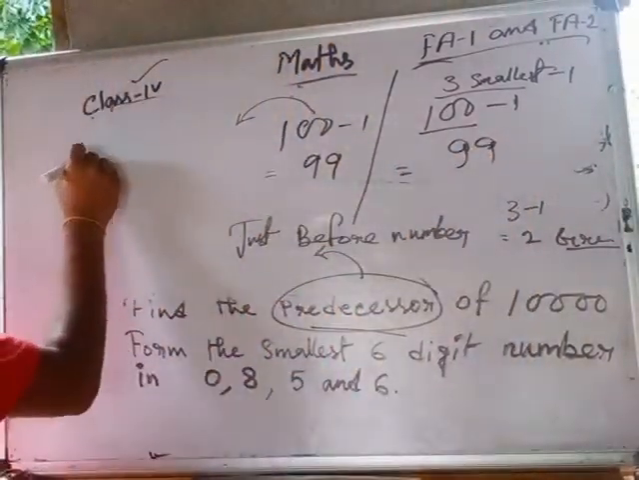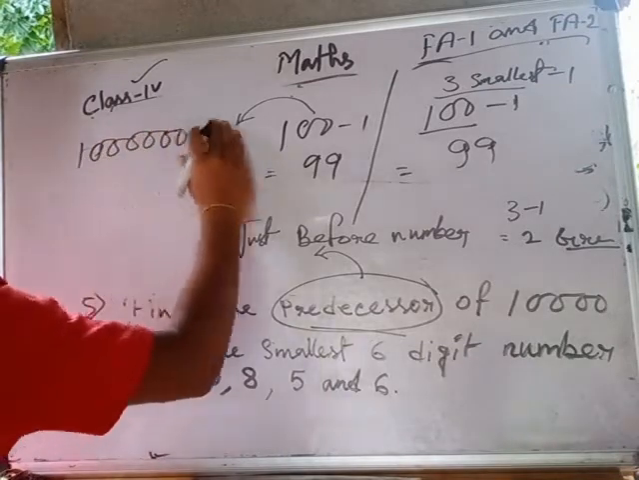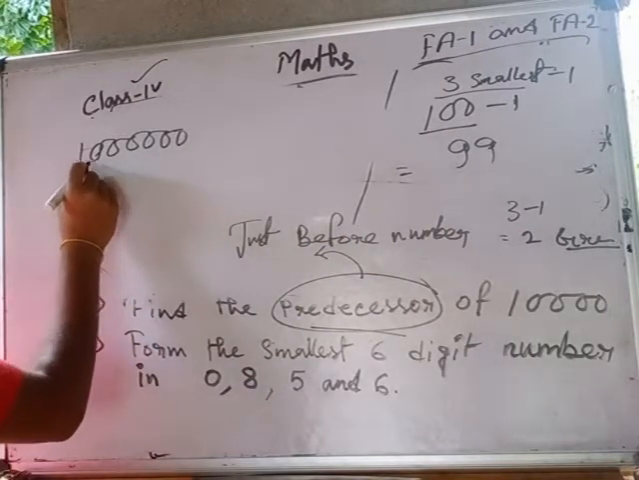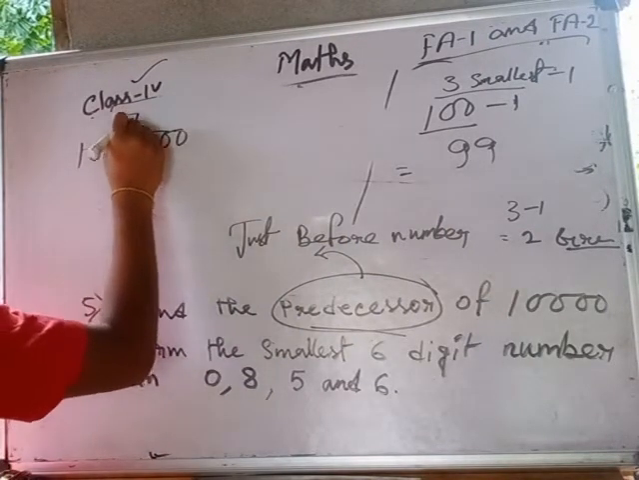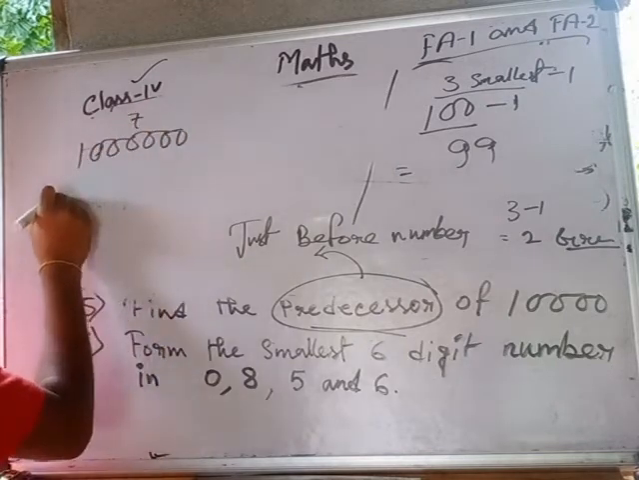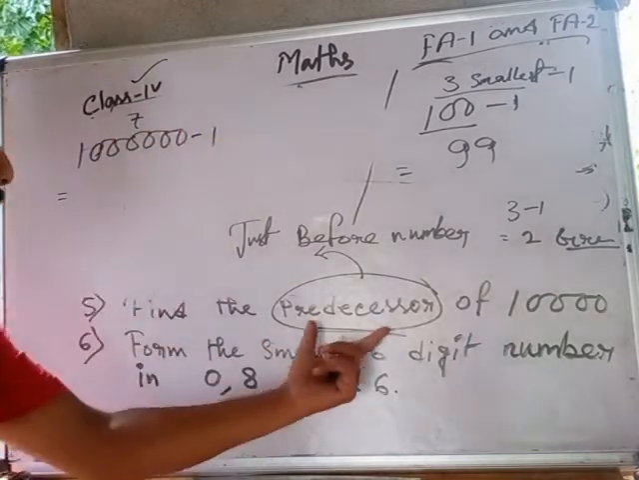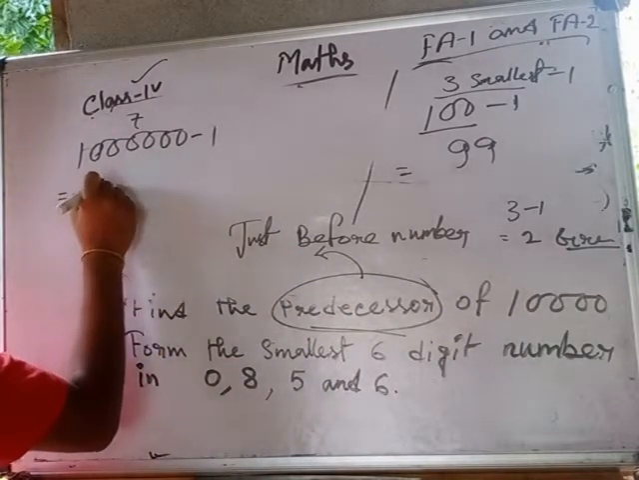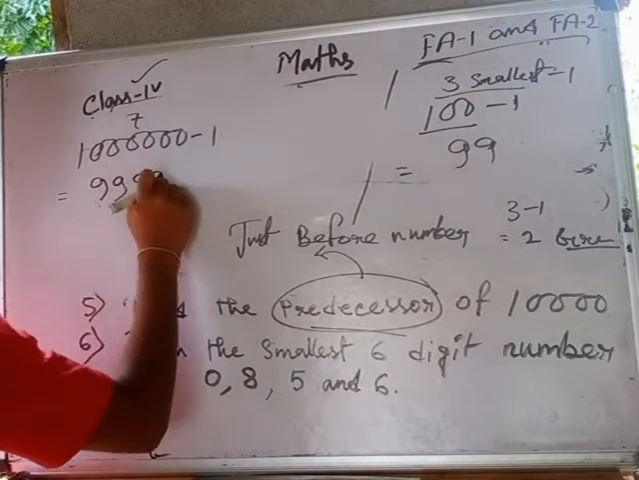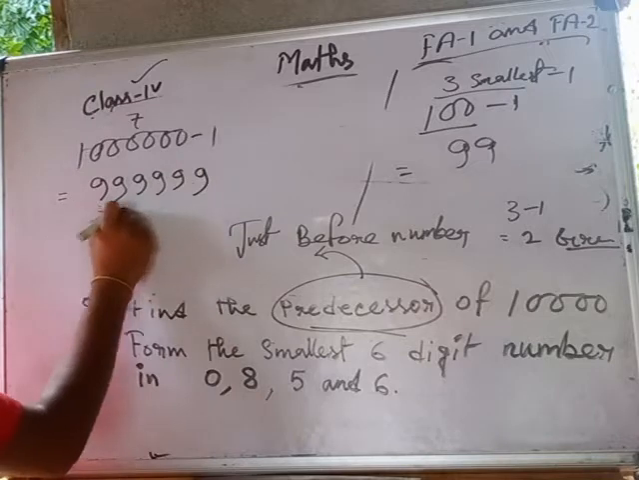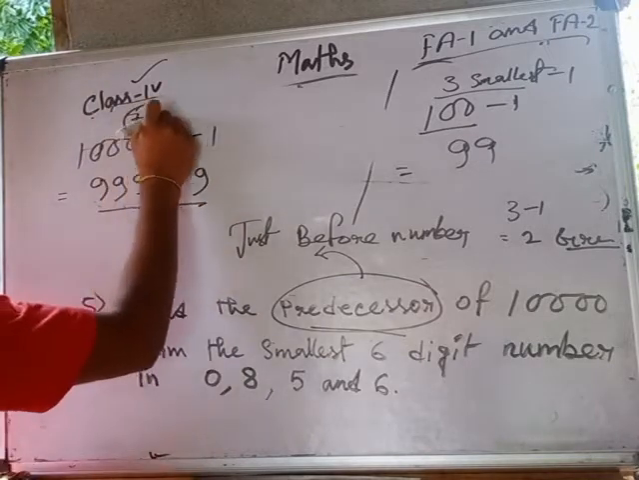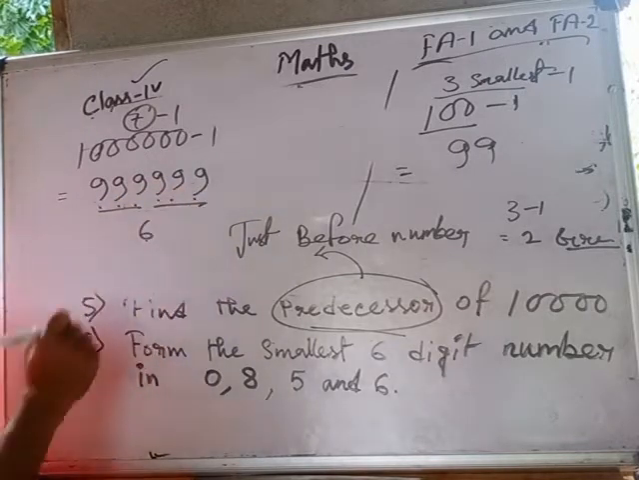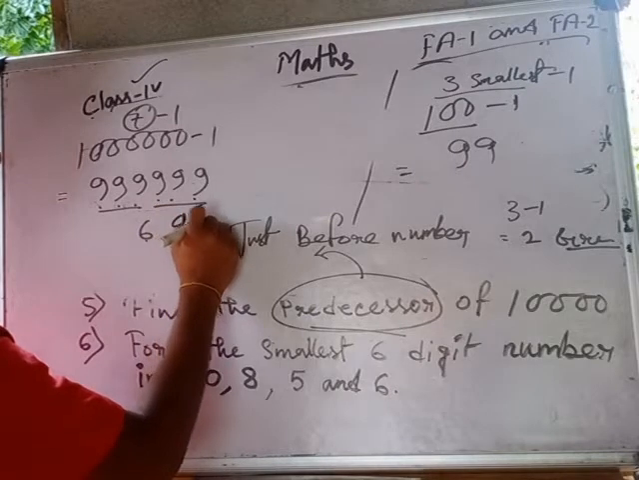So it is 99. Suppose it is 1, 2, 3, 4, 5, 6, 7. How many digits? 7 digits, the smallest number. That means the predecessor of the 7-digit smallest number is the 6-digit greatest number. 7 minus 1, that is 6. So 6 digits, and obviously it is the greatest number, because we subtract.